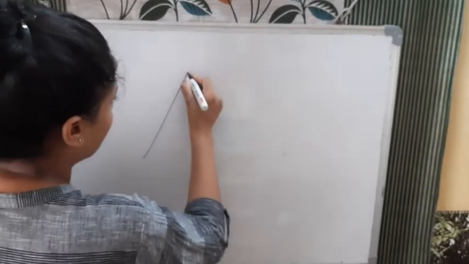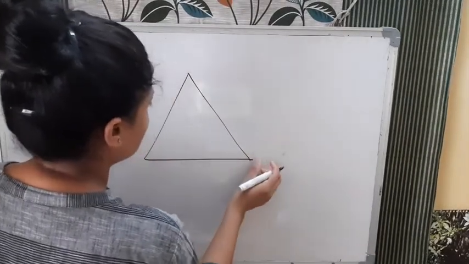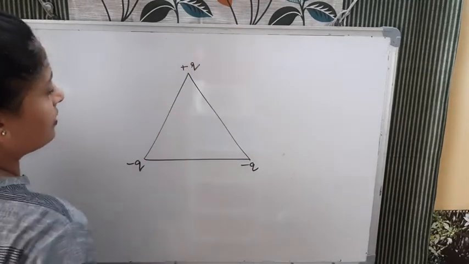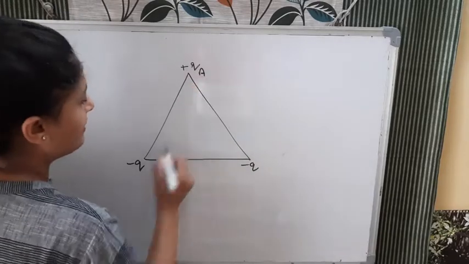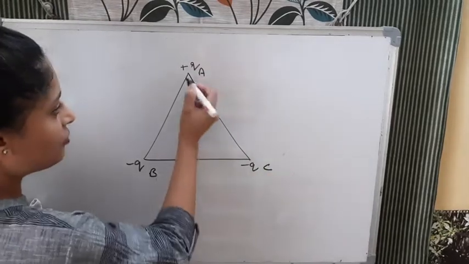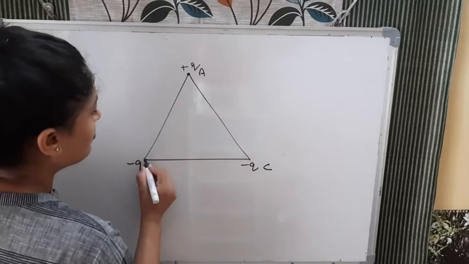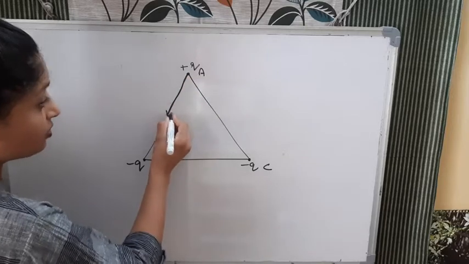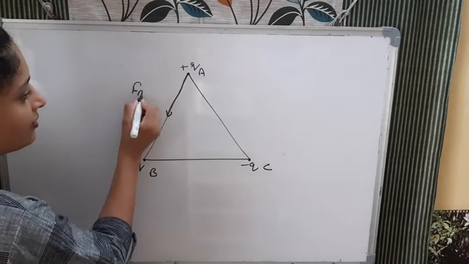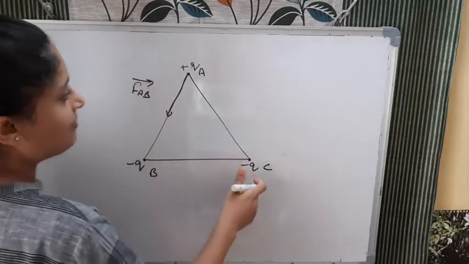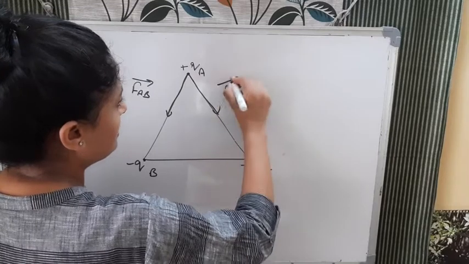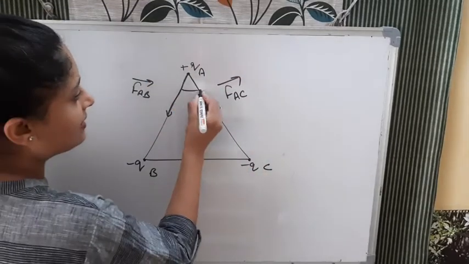Now let us take one more question. If this is minus q, this is also minus q, and this is plus q, find the net force at point A. How will you calculate it? On A, due to B, the force will be in this direction because it will attract. Same way, force on A due to C is also in this direction. This angle is 60 degrees.